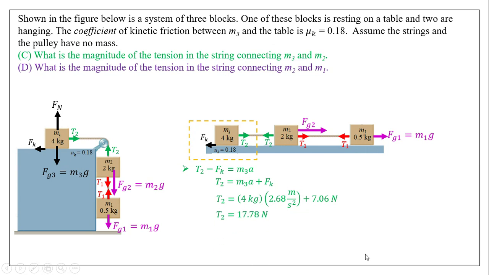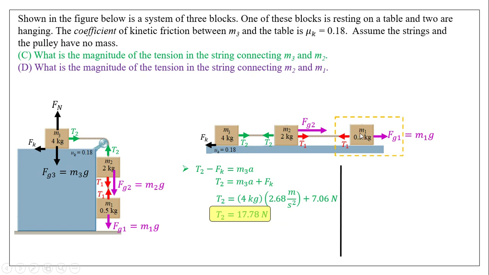All right, if you do that, and you simplify this on your calculator, you should get T2 is equal to 17.78 newtons. And that is our answer. It's just magnitude, so I don't have to include the direction. And then part D wants us to find the magnitude of the tension between M2 and M1. So here's M2 in the middle. Here's M1 on the right side. To do this, I want to choose the perspective of M1. For the same reason, it has the least amount of vectors touching it.